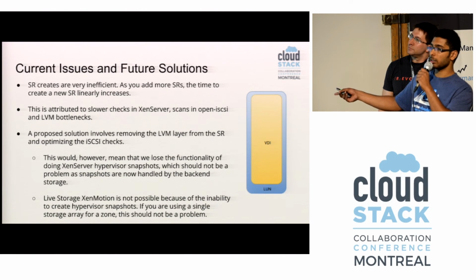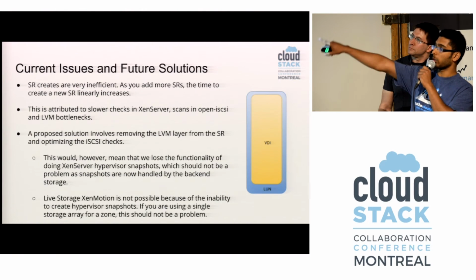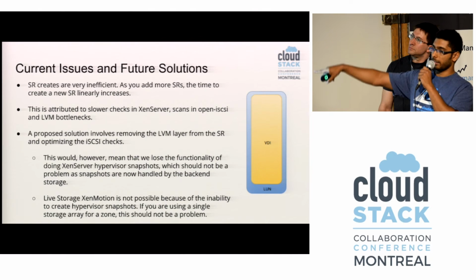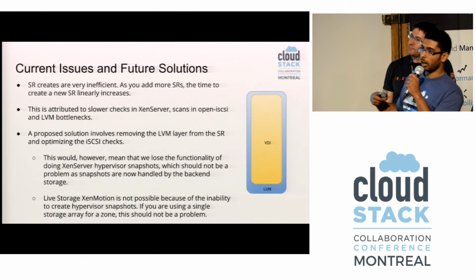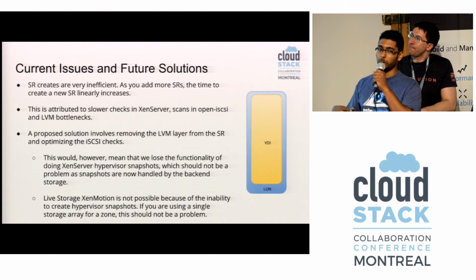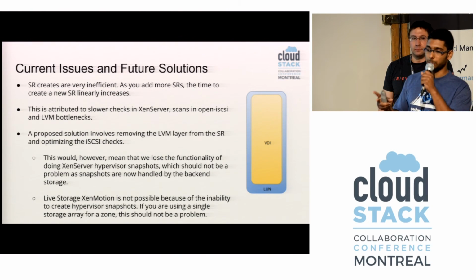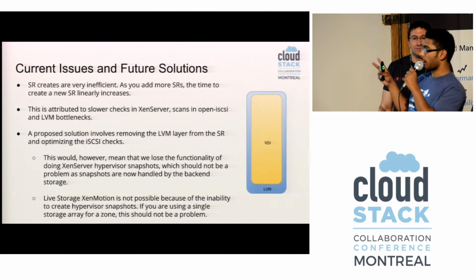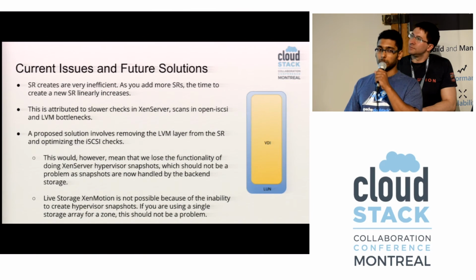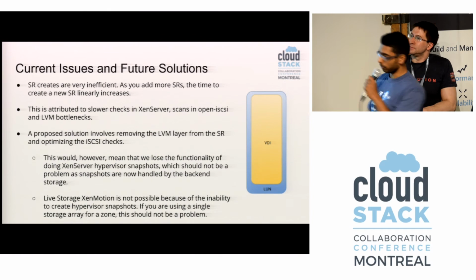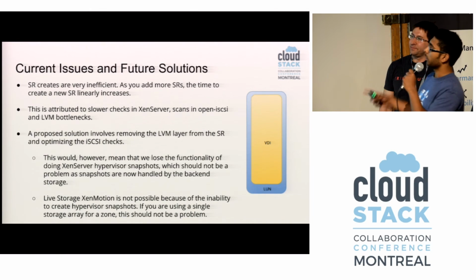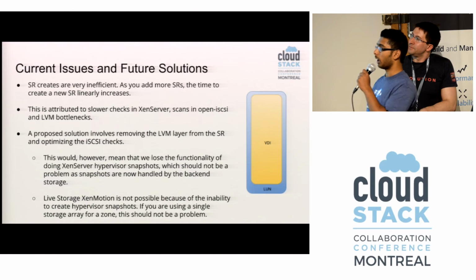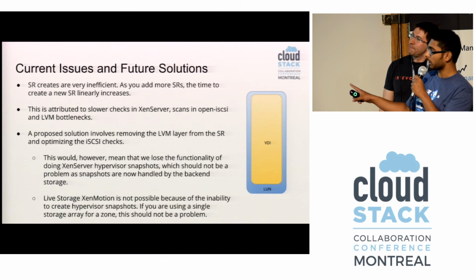The creation is very slow because of a couple of things. There are XenServer problems where the code they use to do checks is very slow, and they have iSCSI bottlenecks. They also have some LVM bottlenecks. So what we are trying to do is remove all of that and do something like this. But there are some problems with this too.